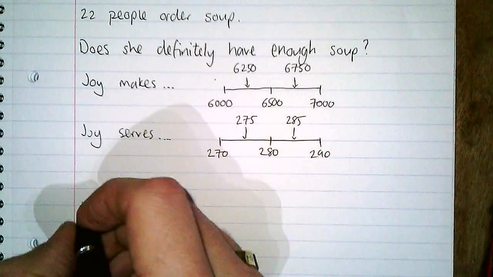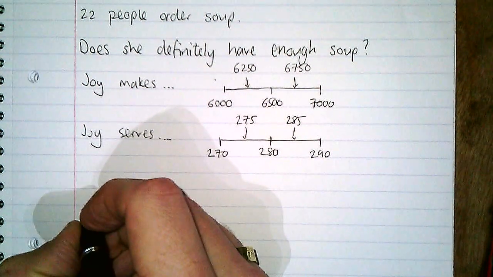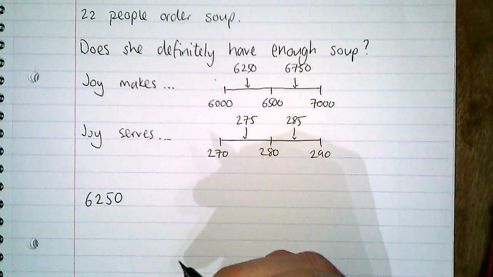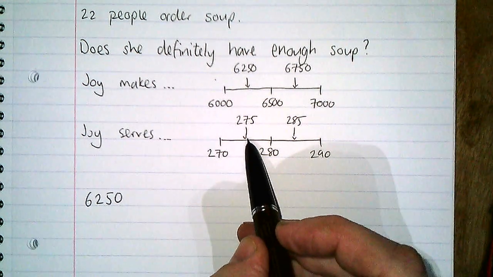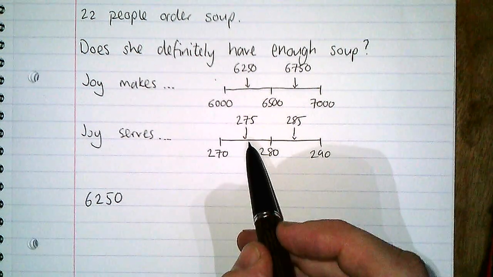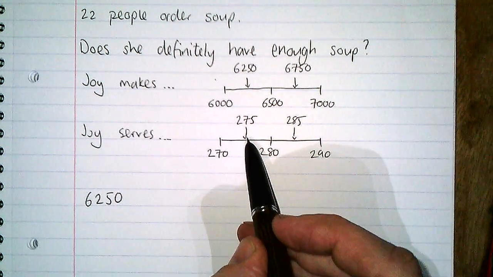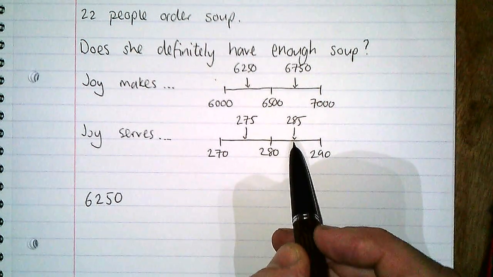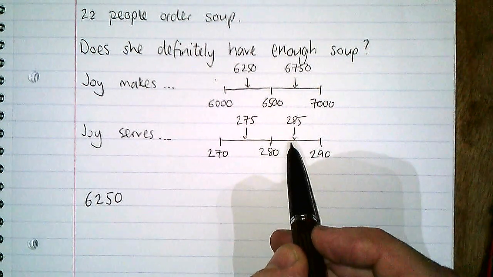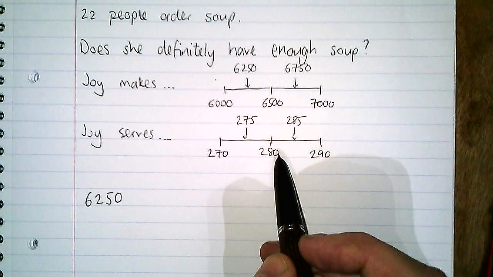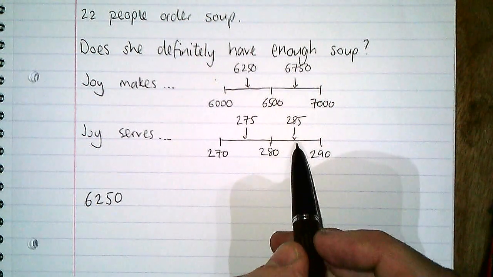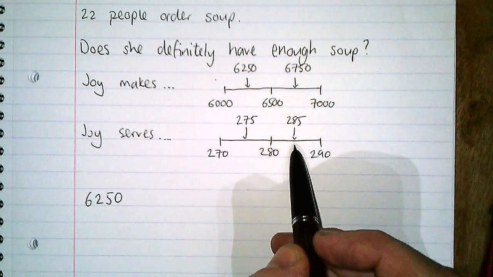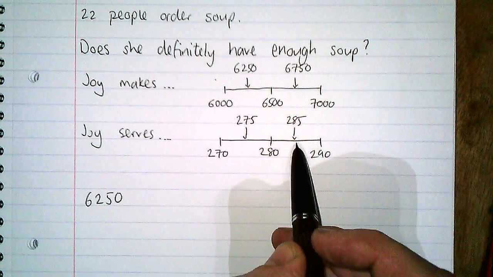So we're going to think, right, well, 6,250 is how much soup she might make. And when she's serving it, when she's filling up her ladle with soup and pouring it into some bowls for each person that she serves, she could be being quite generous and putting 285 millilitres of soup in, compared to anything else in between that rounds to 280. Now, let me just correct that there. She couldn't put 285 in, because if she did put 285 in, as we know, that would round up to 290, but anything less than 285.